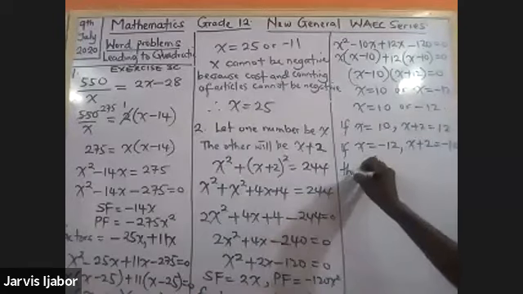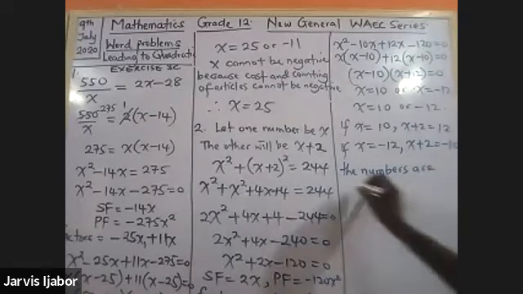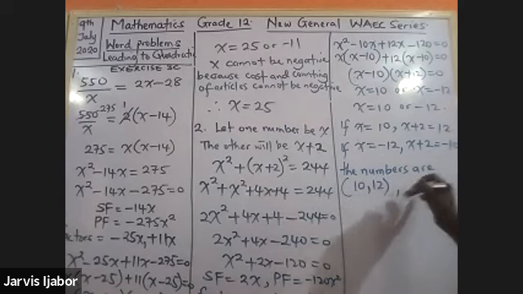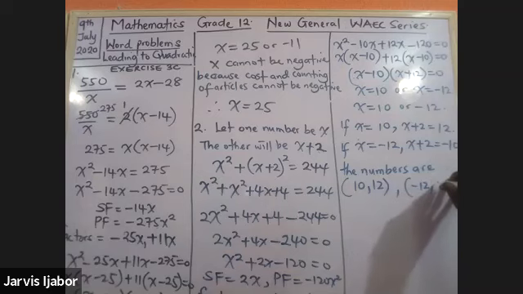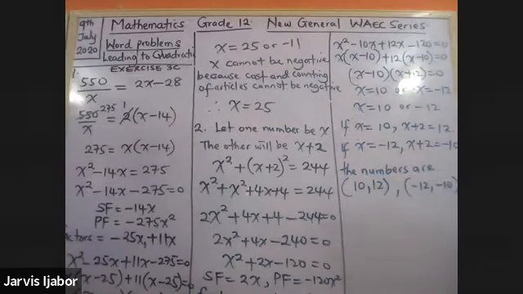So the numbers are, bracket open, 10, 12, and then you have minus 12, minus 10. So this one is quite different from the one we solved before. That one was about cost of items, which cannot be negative, but this one can be negative or positive. So you have 4 possibilities there.